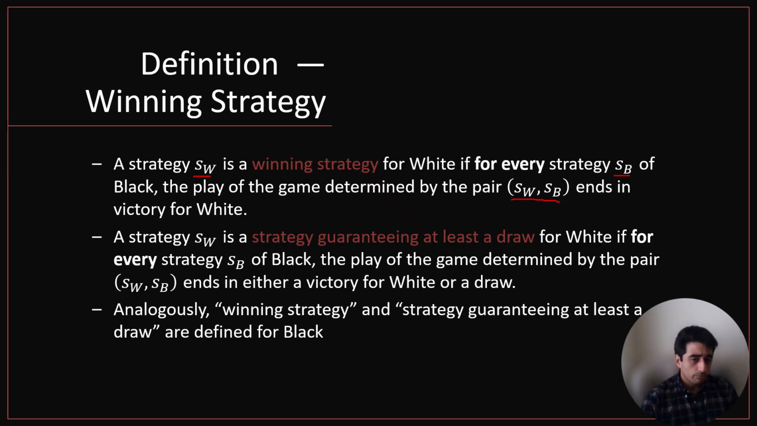And then we can say SW is a strategy guaranteeing at least a draw for white if the following thing happens. For every strategy S sub B of black, the play of the game determined by the pair of SW, SB, the whole strategy for both white and black, ends in either a victory for white or a draw.